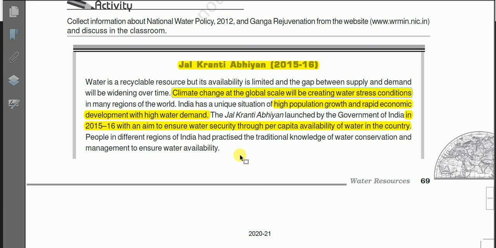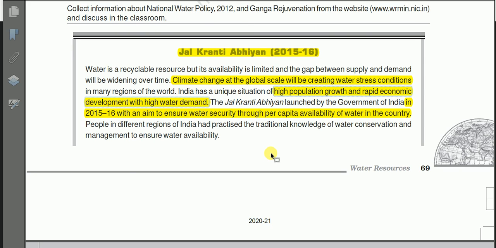And India has a unique situation of high population growth and rapid economic development with high water demand. So the Indian economy is such that the growth of population is very high. More people, then more water, for drinking, for bathing, and for producing the crops. And at the same time, this rapid economic development is also there with high water demand. Industries are developing, industries also require water. Agriculture is flourishing, that also requires water.